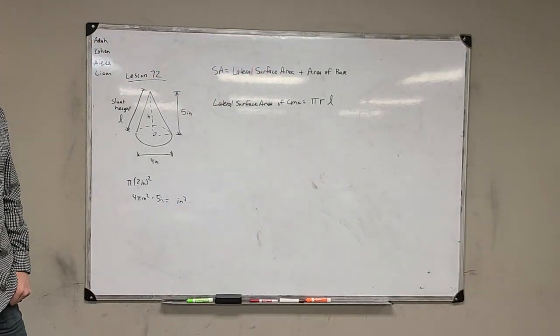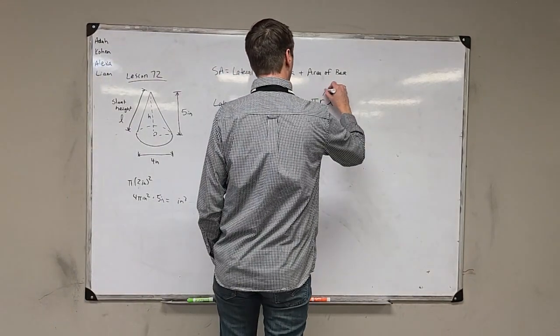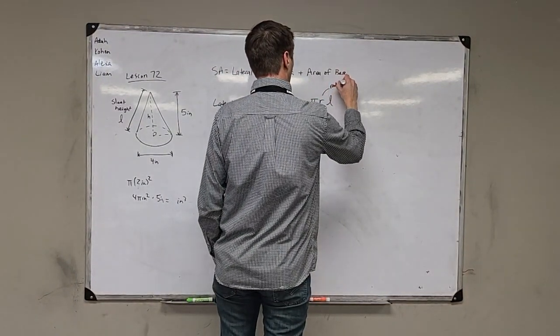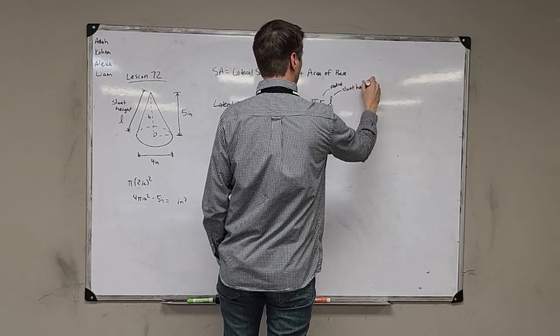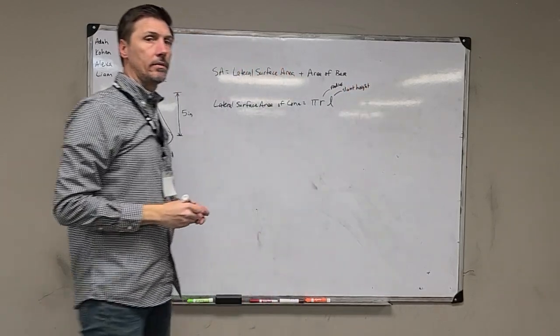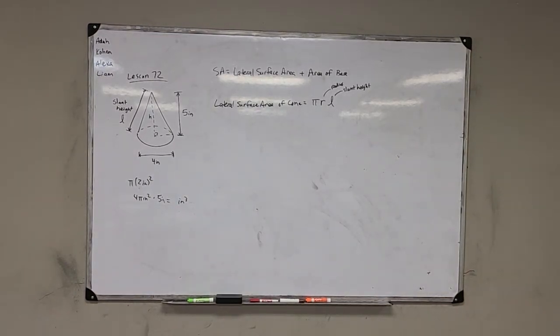Okay? So this is radius, and this is the slant height. And that's just a formula you're going to have to know. All right? You have to memorize that one. You'll have some problems to help you get it stuck in your head. All right?